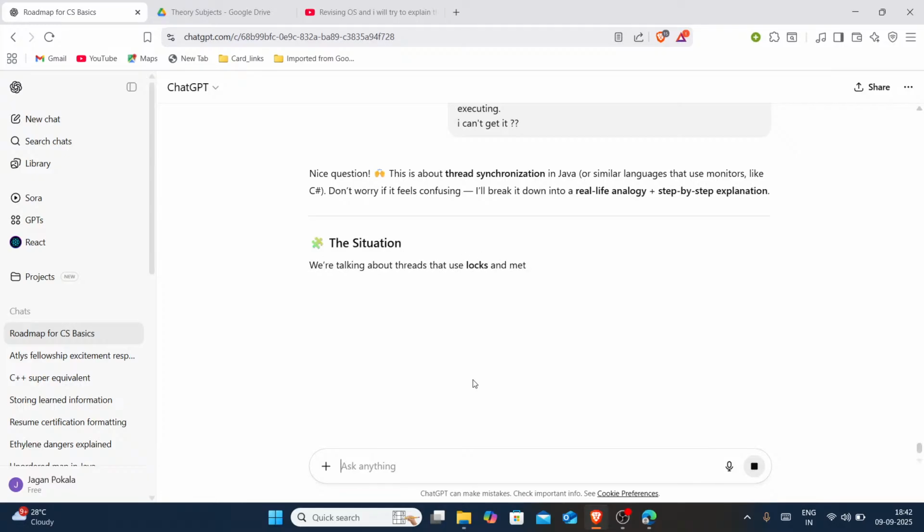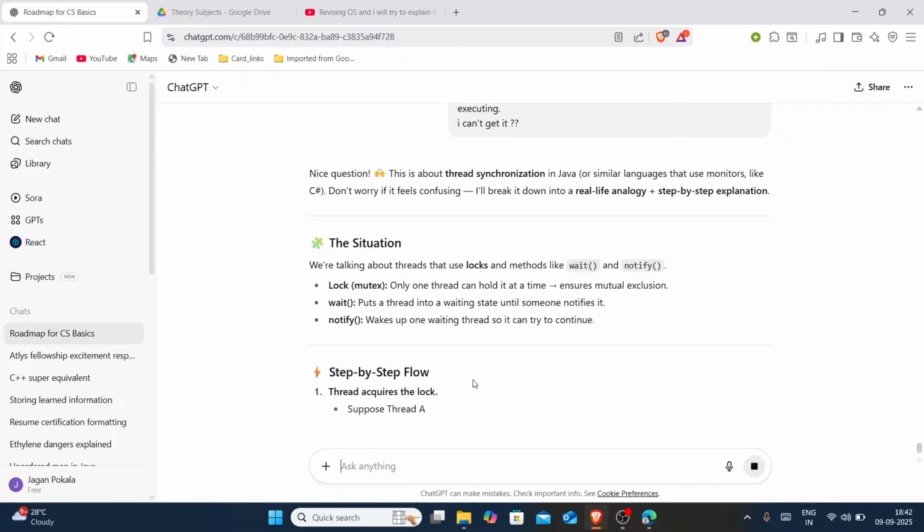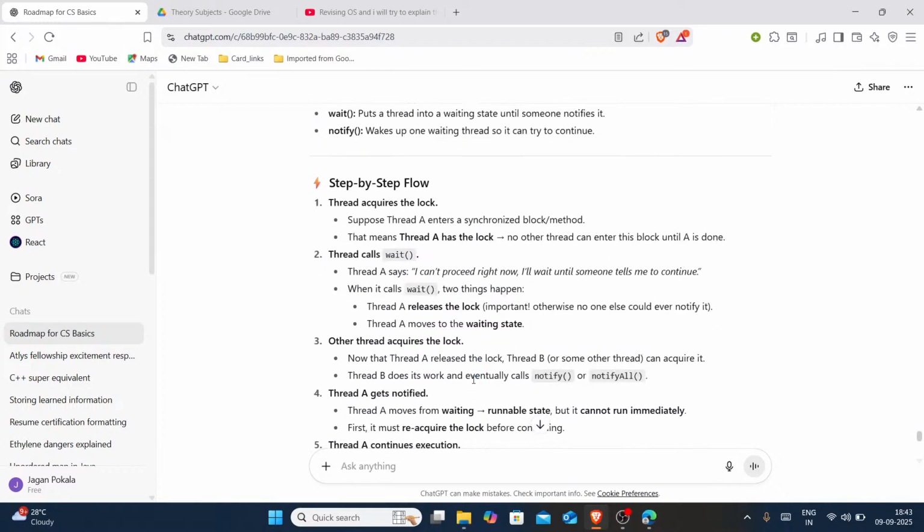So, thread synchronization in Java and similar languages that use monitors. We are talking about threads that use locks and methods like wait and notify. Lock: only one thread can hold it at a time, ensuring mutual exclusion. Wait puts a thread into a waiting state until someone notifies it. Notify wakes up one waiting thread so it can try to continue.